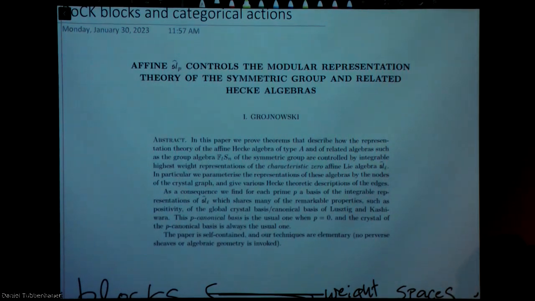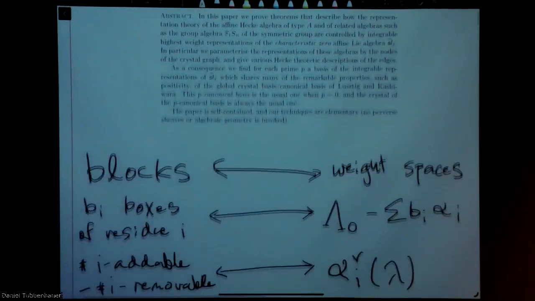So what I want to talk about today is how you can understand certain ideas about the representation theory of the symmetric group and various generalizations of it in terms of categorical actions. Thinking about it this way kind of unifies the ideas, simplifies everything, and lets you put everything in a nice combinatorial frame, which is, of course, the idea that affine SL_p has kind of controls.